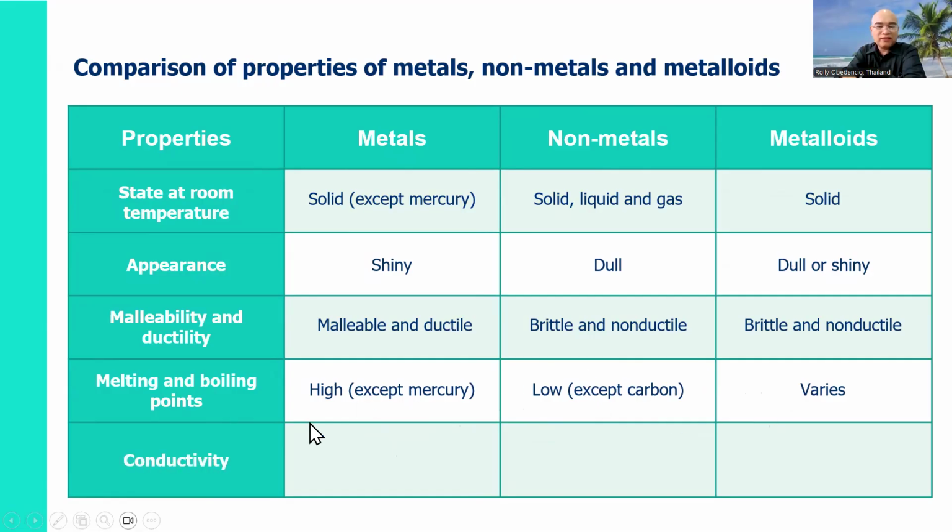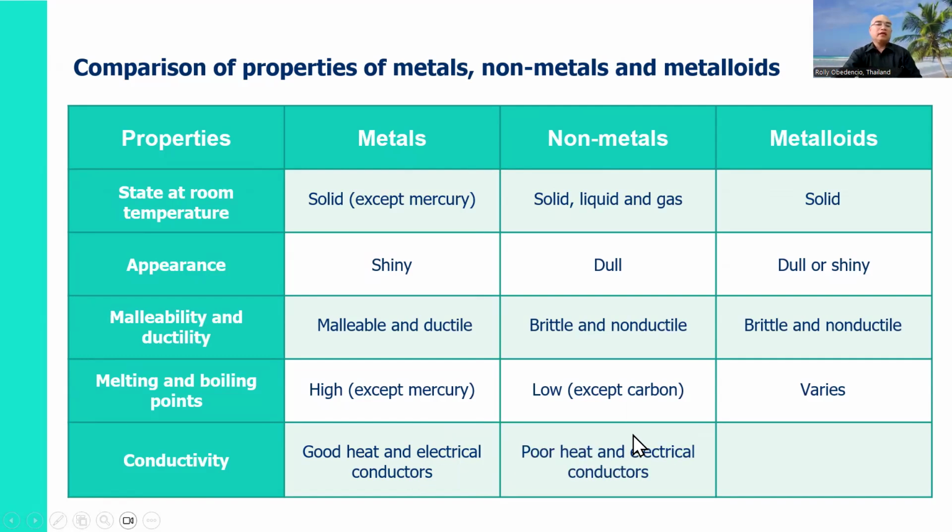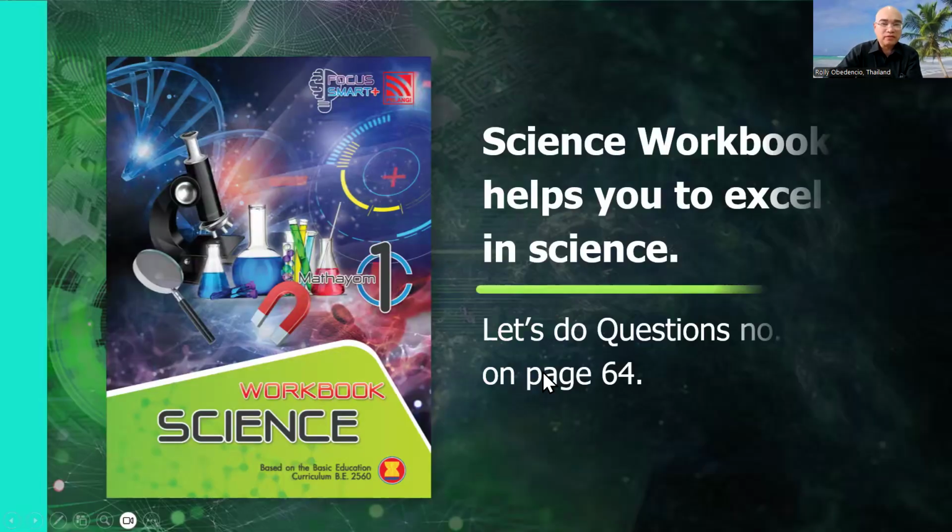What about their conductivity? Well, metals are good heat and electrical conductors. And nonmetals are poor heat and electrical conductors. And metalloids, some conduct electricity and heat depending on the temperature, the one we talked about already.